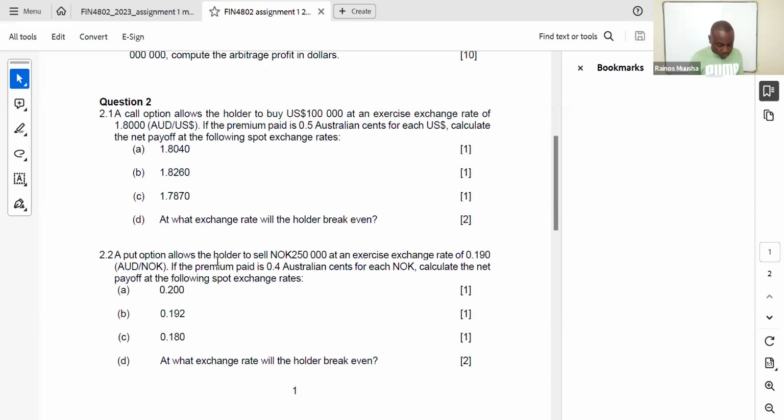So for 2.2, remember the first thing that we said we need to do, we need to make sure that we're dealing with things in the same notation, which means that if the premium is given in cents and these exchanges are given in Australian dollars, we need to convert everything to what? To Australian dollars.